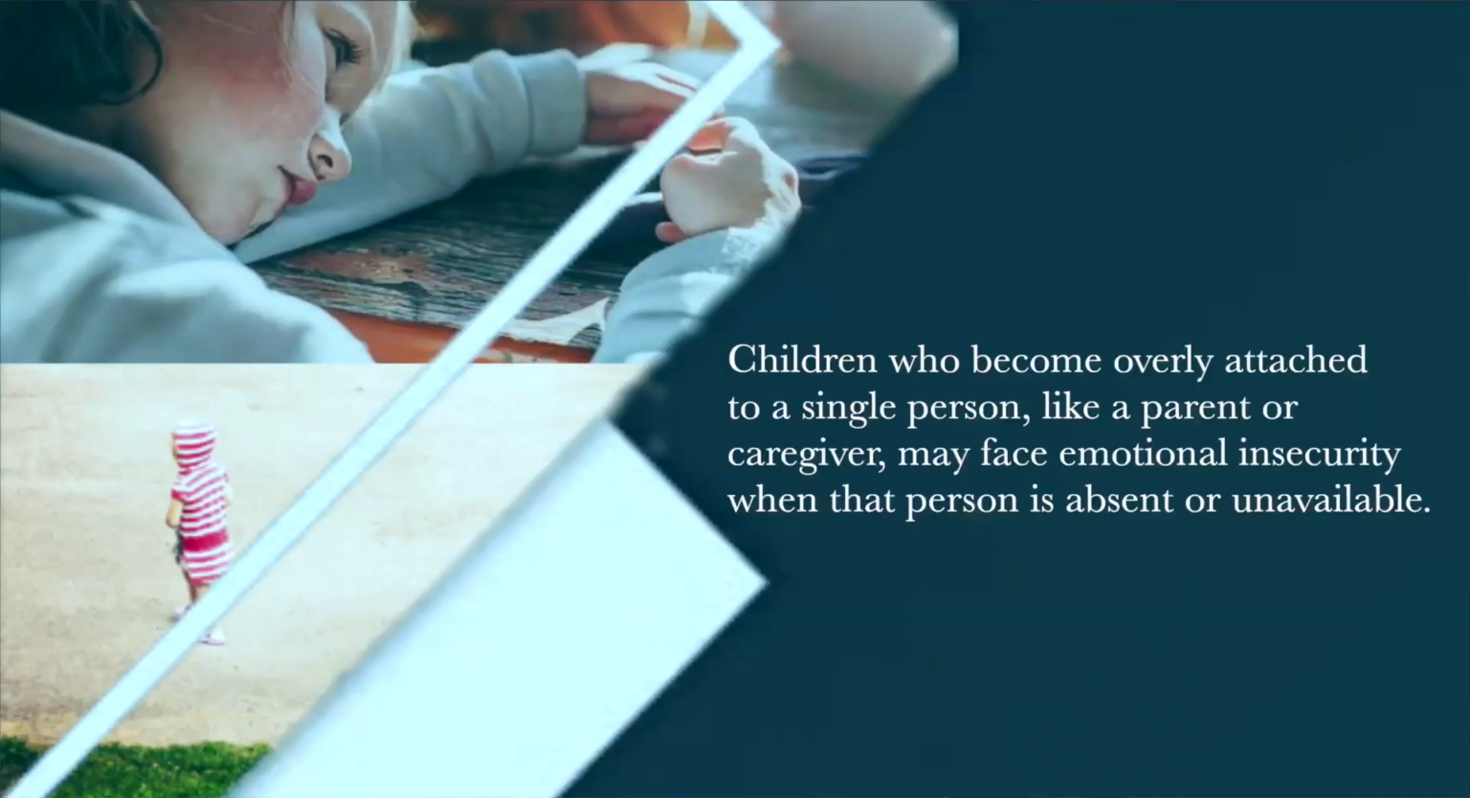Next, children who become overly attached to a single person, such as a parent or a caregiver, may face emotional insecurity when that person is absent or unavailable. This overdependence can make it difficult for them to adapt to new situations, leading to stress and anxiety.